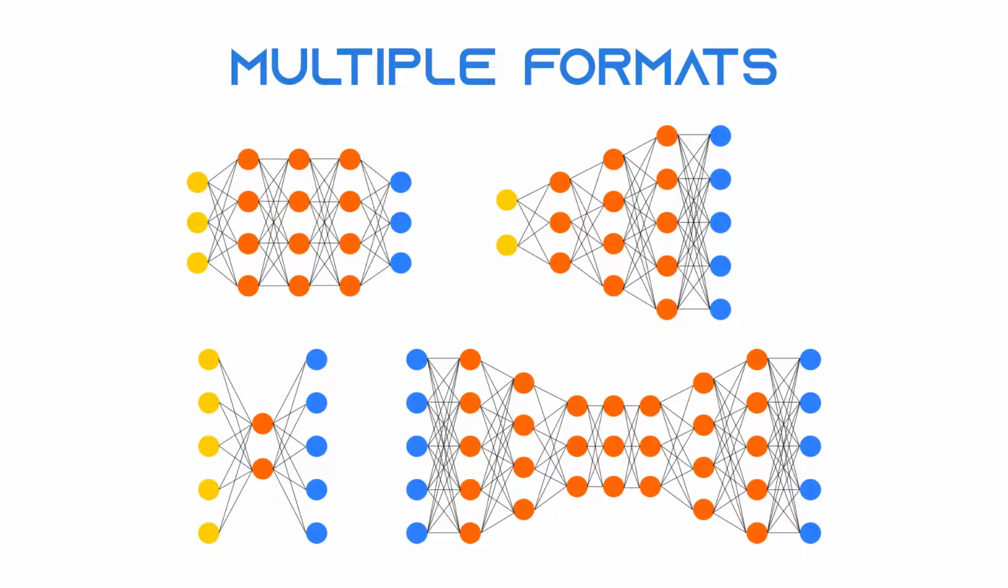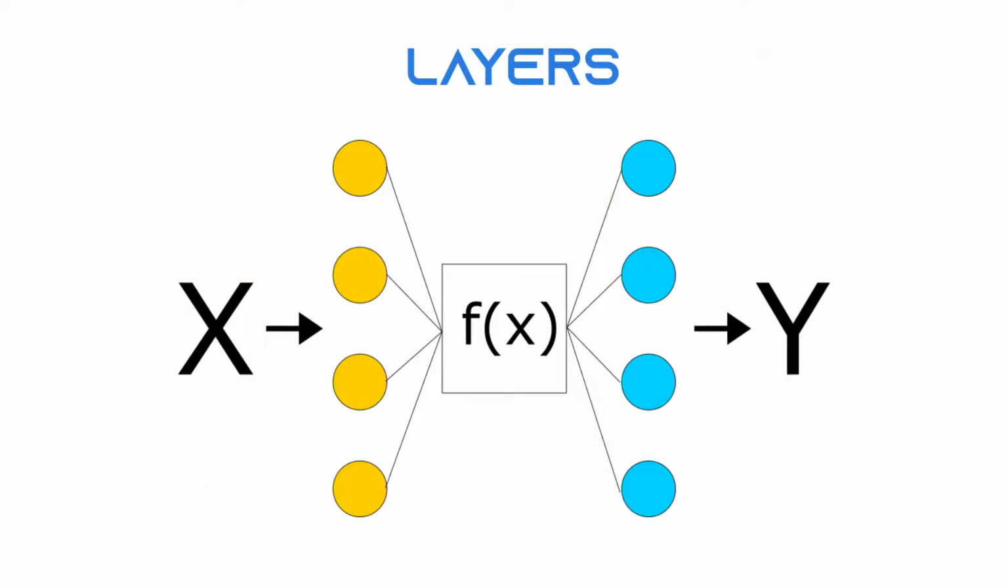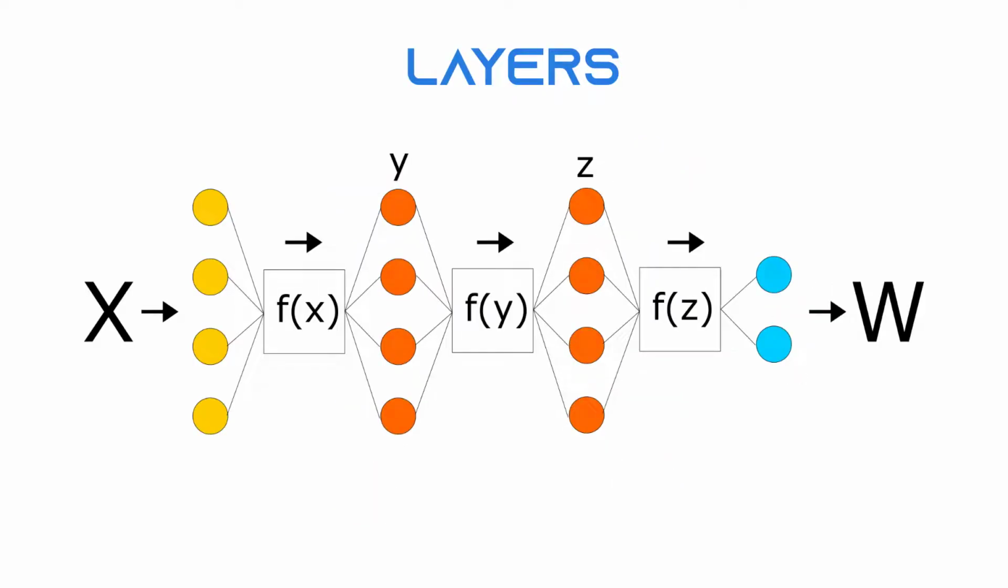Deep learning models have multiple formats and styles depending on the application, which means that there is not a single model to rule them all. The most basic building blocks are the layers, that are nothing but a series of mathematical operations. There are many different types of layers with different purposes.